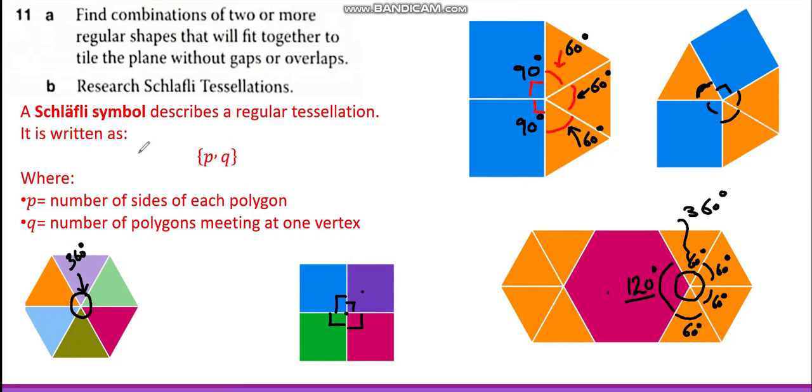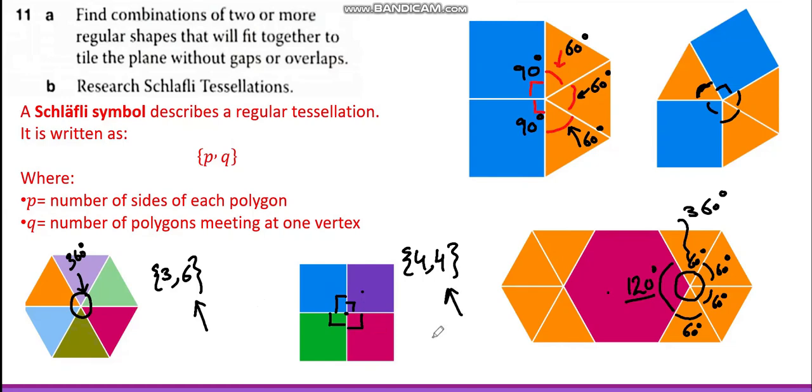And how do we describe a regular tessellation? We write it in this form, like P and Q, where P represents the number of sides of each polygon and Q represents the number of polygons meeting at one vertex. So let's describe the Schläfli tessellations. Here, P is the number of sides of each polygon. So we have 3 sides in each polygon, and the number of polygons we have used is 6. Similarly here, each polygon has 4 sides and 4 polygons are being used. So this is how we describe Schläfli tessellations.